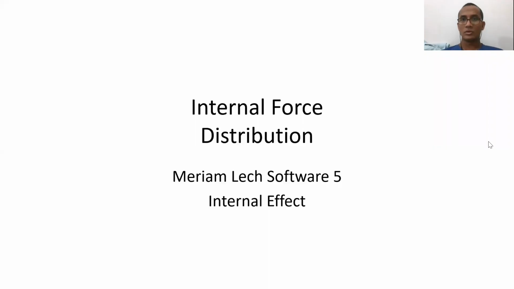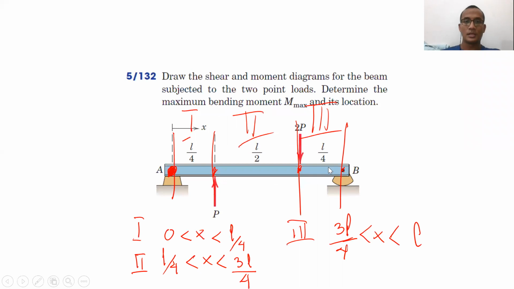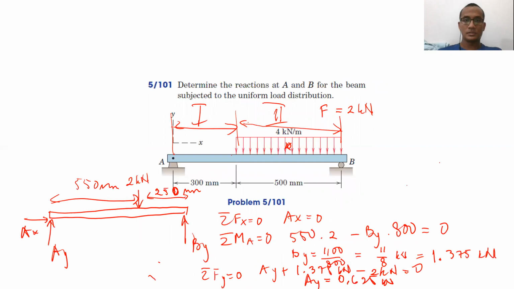In order to answer this question, I need to remind you again that the basic principle behind cutting is whenever we have a structure under load, we want to find the distributed internal force and internal moment. Something like this, for example, or this, or this.